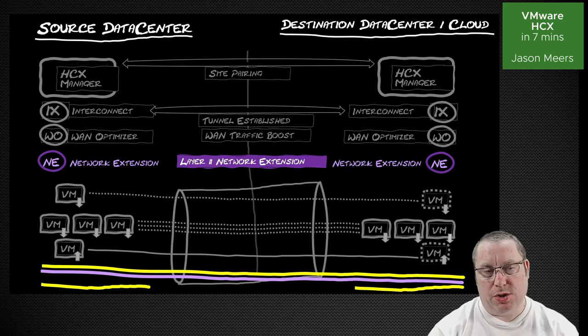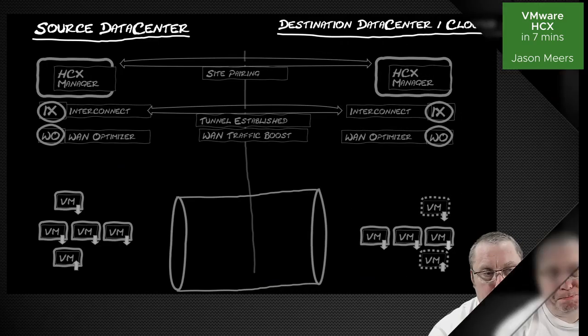Of course, it doesn't stop you doing a layer 2 extension with NSX, and it doesn't stop you doing a layer 2 extension with physical hardware, so maybe something like Cisco or similar. But this is the layer 2 network extension in HCX. And now we're going to move on to another feature.